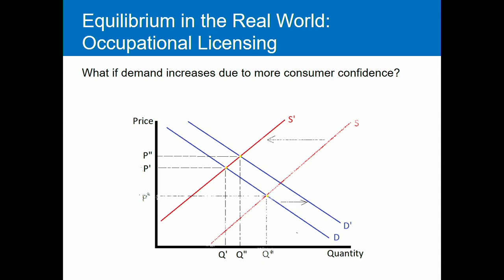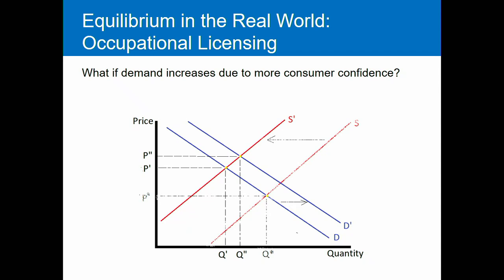Now there's also a question, what if demand increases due to more consumer confidence? Now you can trust the professional you're going to. The lawyer is going to abide by a certain minimum level of law and of quality. There's going to be a certain quality. So maybe you're more likely to make the purchase. So we still see the supply curve shifting to the left, but in this case we see the demand curve shift out. More people are entering the market.